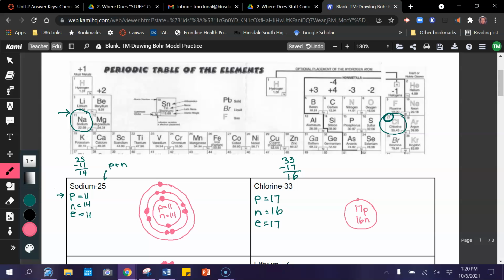I'm going to start by placing my electrons here. So my first two go in the first ring, and I still have 15 more that I need to place. So I'm going to draw my second ring, which is going to hold 8 more.